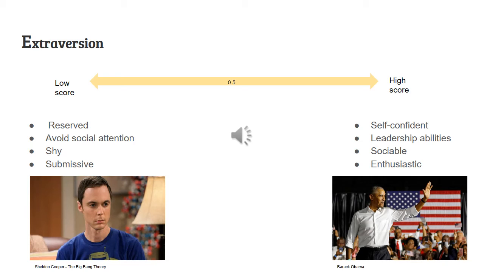And at the opposite, a non-extrovert person would be someone who considers themselves unpopular, kind of reserved also, would try to avoid social interaction as much as possible, and is also kind of submissive. And again, an example could be Sheldon Cooper from The Big Bang Theory.